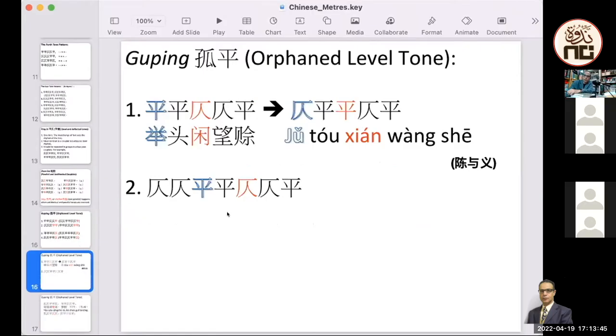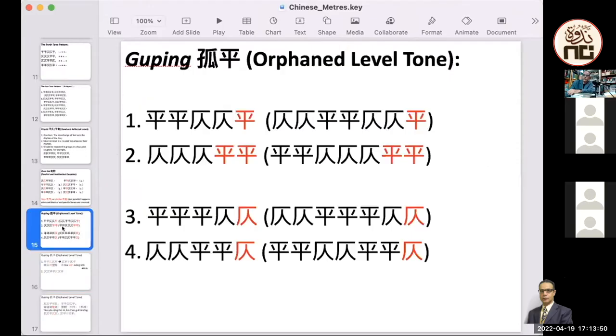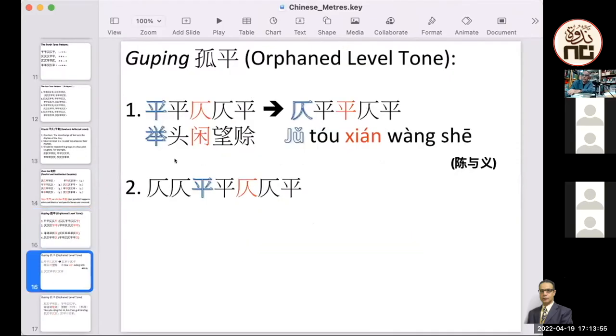Let's have an example here. This is ping ping ts ts ping, the first pattern. Okay. Here, ping ping ts ts ping, the poet changed it to ts ping ping. He changed the first character, which is supposed to be ping. He used ji. Ji is zi, not ping. It's zi sheng, not ping sheng, right?